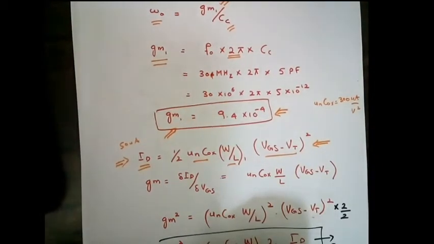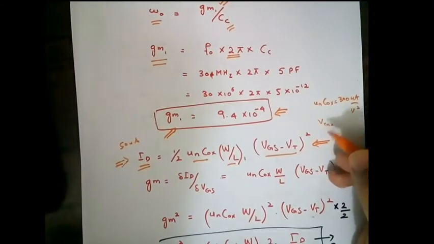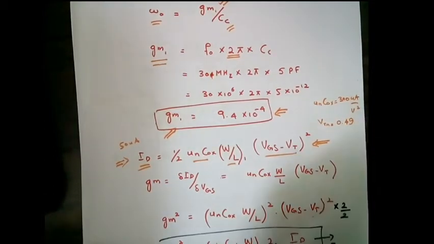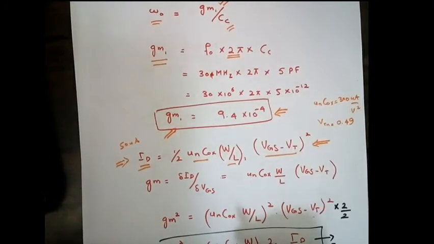This is the mu and Cox we are going to use, but we don't know VGS at this moment. Threshold again, if we want VTN, it is provided by the foundry, so we can use it as 0.49. But we don't know VGS. So since we don't know VGS, we need to find another way, because in this equation there are two unknowns and we cannot place the values to find W by L.